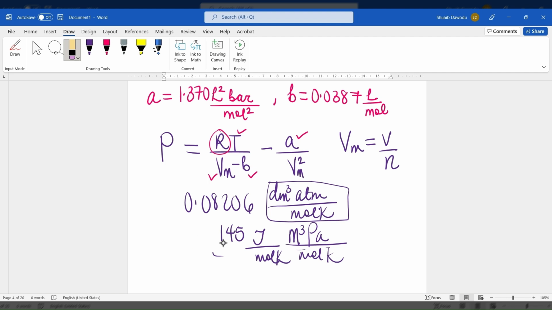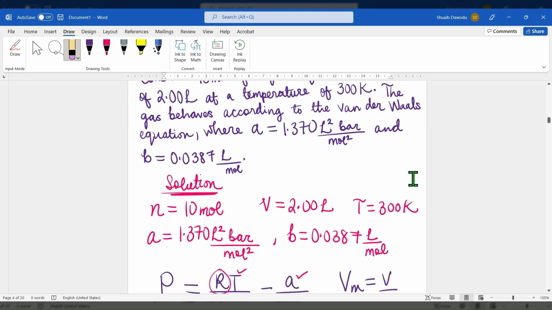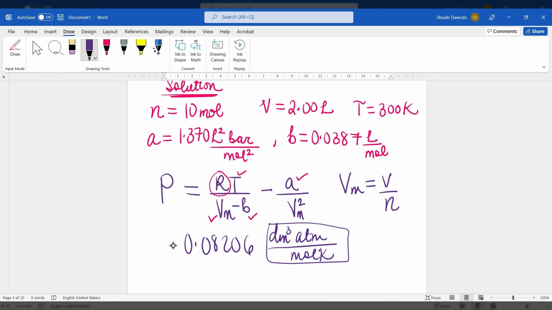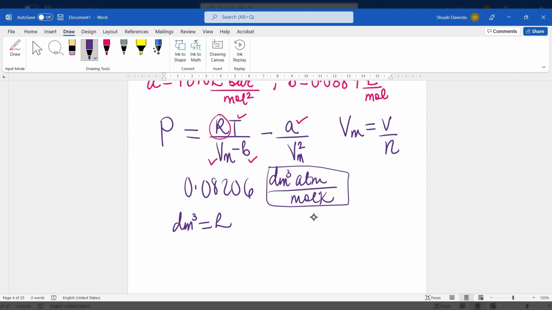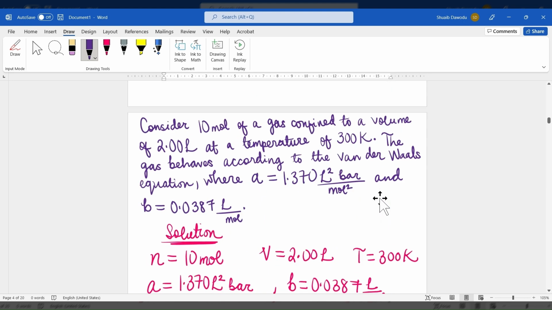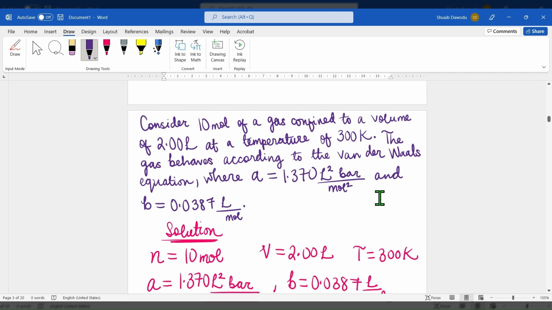So it is going to be this one that we're going to use. As you can see, we did not have anything involving meter cube or Pascal in our question. Here, on the other hand, we have dm cube, which is the same thing as liters. So we can rewrite the gas constant as 0.08206 liters atmosphere per mole Kelvin. This is what we're going to use because when we look at our question, we're told to solve for the pressure.